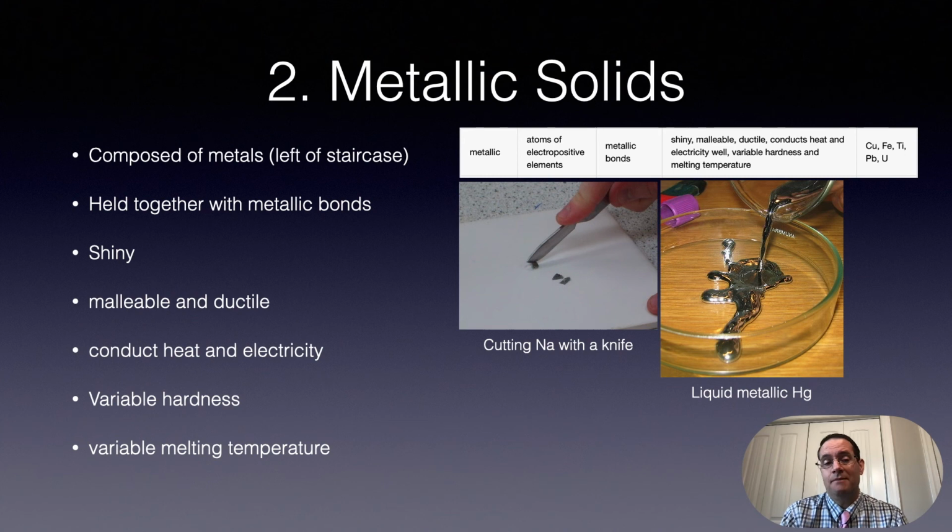They're all shiny, all right? They're malleable and ductile. They conduct heat and electricity, but they vary in hardness. It turns out you can cut sodium with a knife. You press right through it. And mercury is a liquid, okay? So that's not hard at all. And they have variable melting temperature, okay? Some metals have extremely high melting points, and things like lithium or sodium have very low melting points, okay?